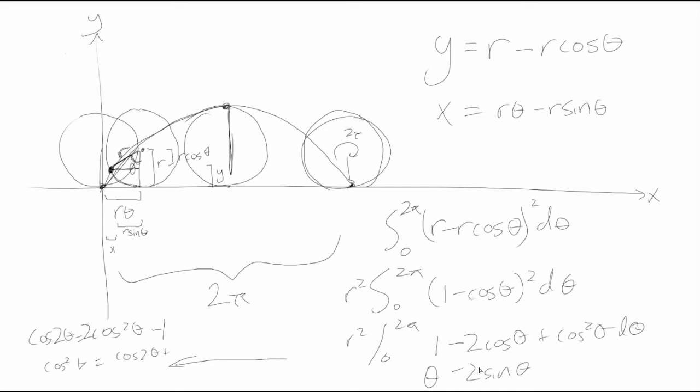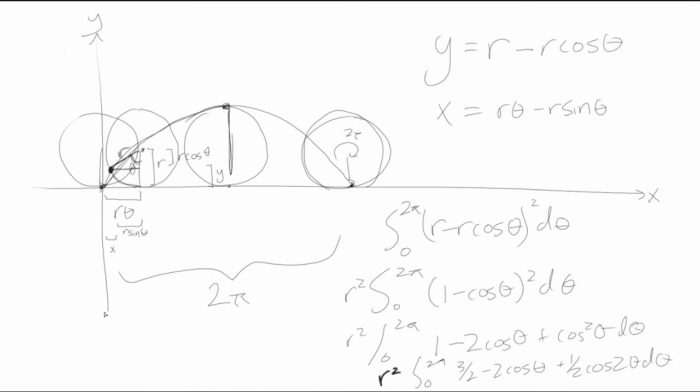Excuse my language. This sort of simplifies into r squared, oops, my brush changed, r squared integral from 0 to 2 pi of 3 halves minus 2 cosine theta plus 1 half cosine 2 theta d theta. And if we get rid of this identity, that just turns into r squared times 3 halves theta minus 2 sine theta plus 1/4 sine 2 theta, from 0 to 2 pi.